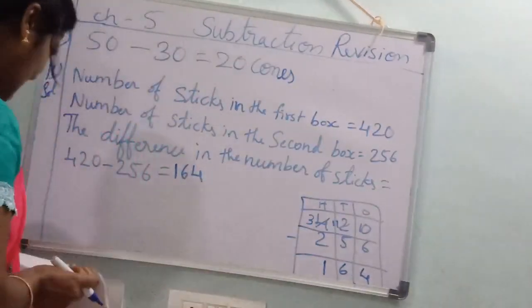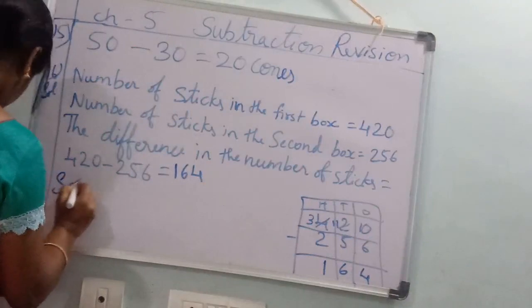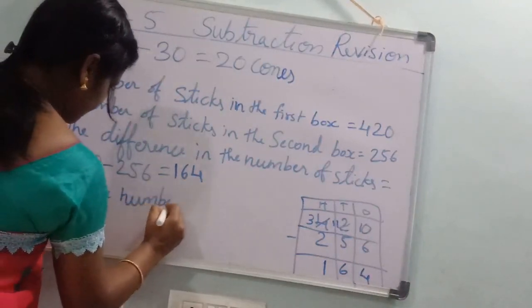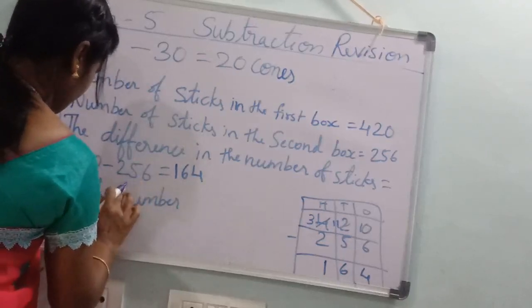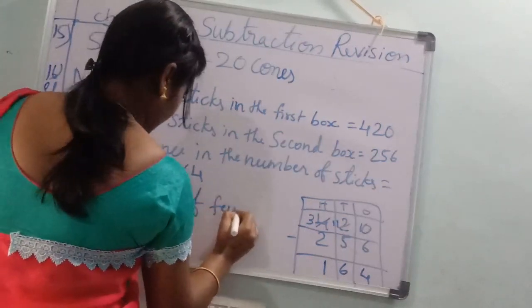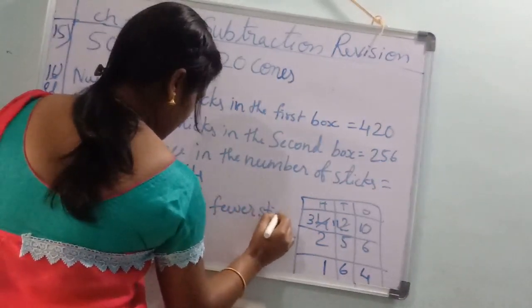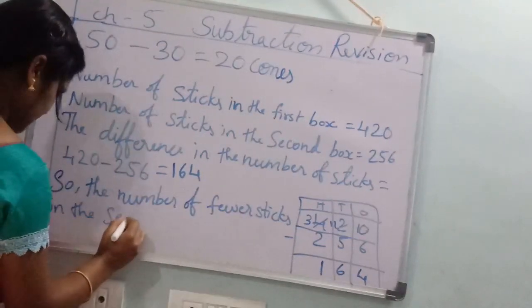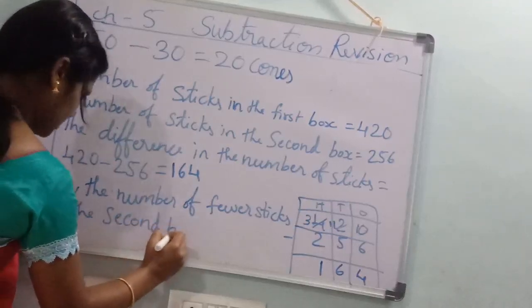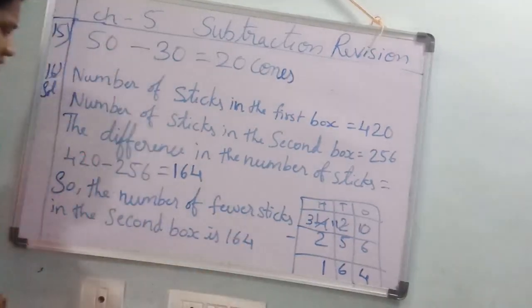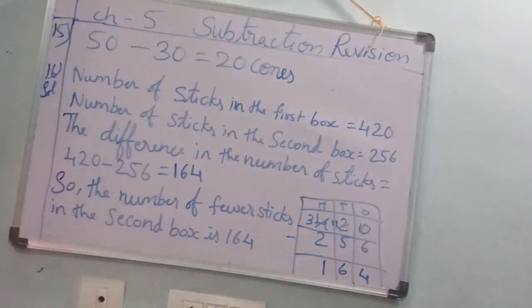164 is the answer. So, the number of fewer sticks in the second box is 164. Understood? Write fast. Practice.